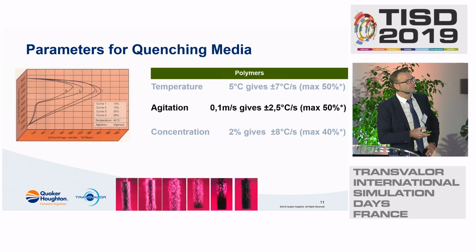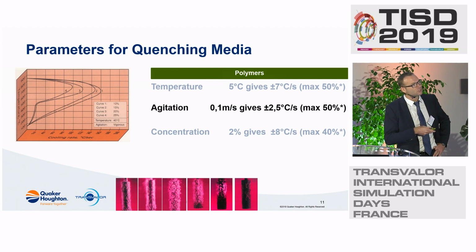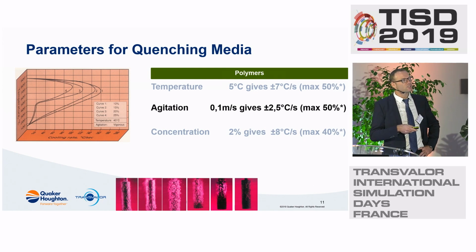And the last one, concentration. A 2% change in concentration, depending first on the product that we have chosen, will give more or less 8 degrees C per second of change in the cooling speed. So we can have a high difference in cooling speed if we don't manage the concentration properly.